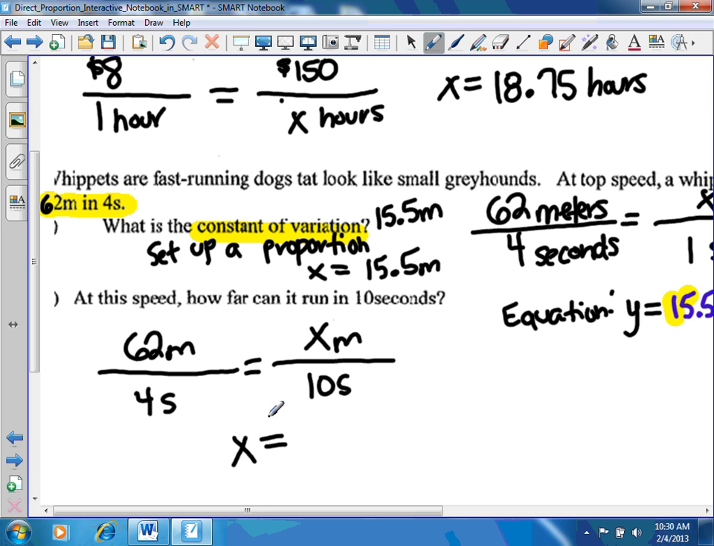If you have a calculator, cross multiply 62 times 10 and divide by 4. We shouldn't be popping up so many different answers. It's just, if you have a calculator, 155. 155 meters.